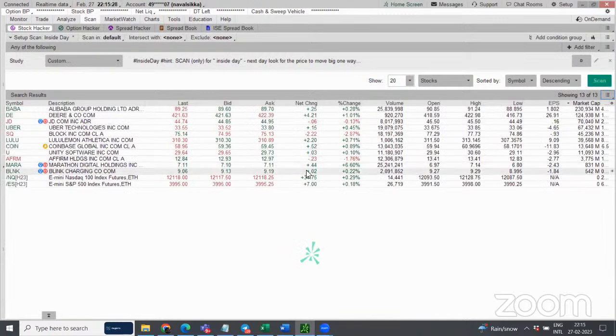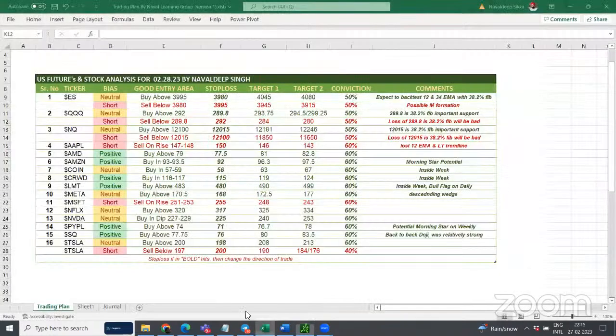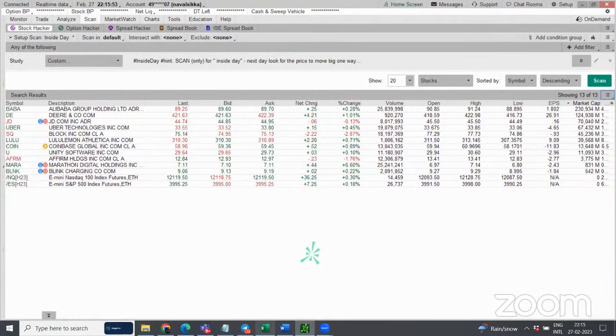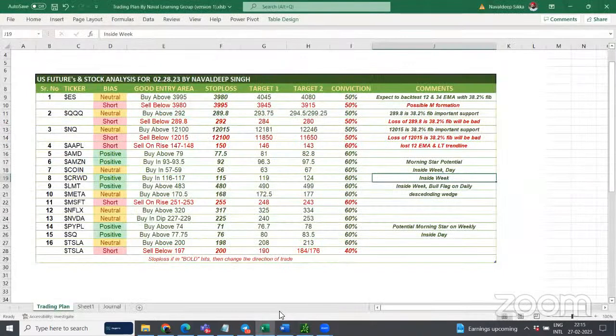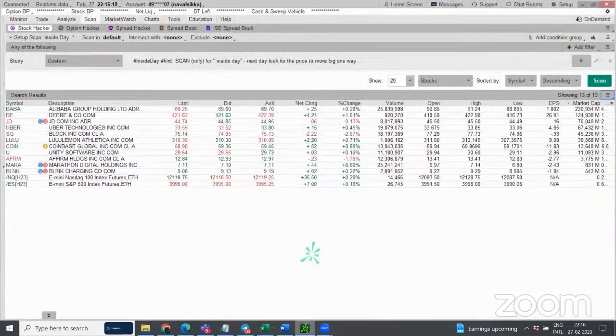So Baba has an inside day, John Deere, Square, Coin. Square has an inside day, and Coin has an inside week. Now inside day, which is good. Lulu also has an inside day. We discussed Lulu yesterday, and I posted Lulu in the morning that the open and high are the same. So let's see if that perpetuates to actual shorting, because Lulu is at a very important juncture. So I'll keep an eye on Lulu. John Deere, Baba, Chinese stocks, I don't want to do them. So that's about it.